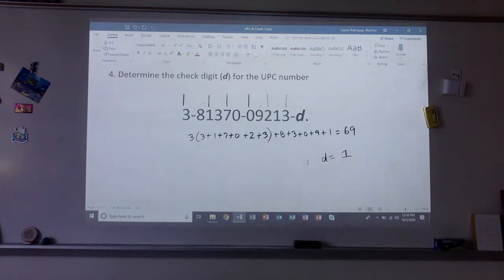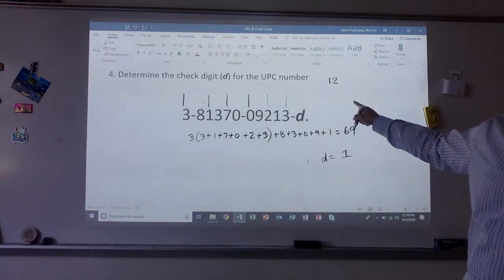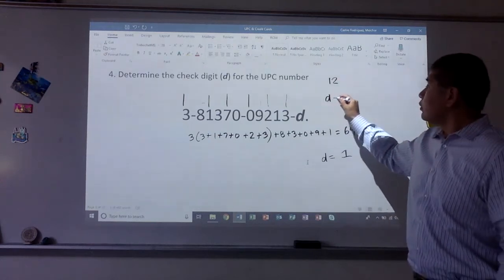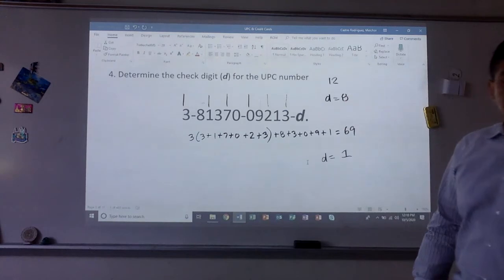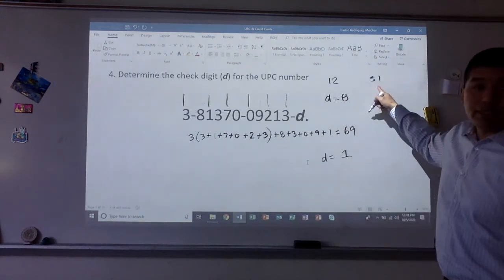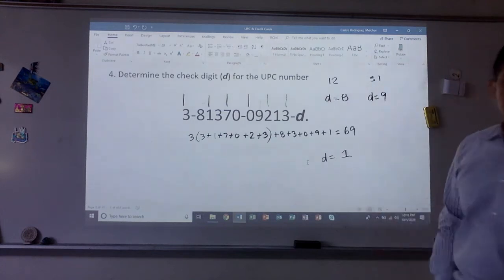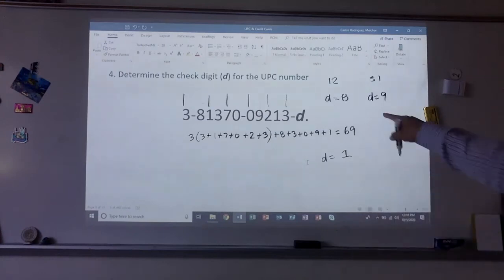If it would have been 12, the next valid number is 20. So D equals 8. If it would have been 51, the next valid number is 60. D equals 9, so on and so on. So every time you see the digit at the end, we're checking for the digit to make it valid. So for this one, it was 69. Value of D equals 1.